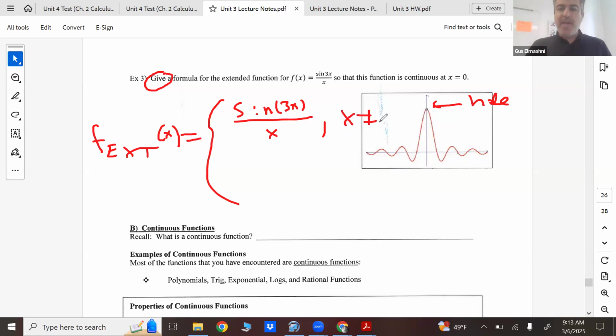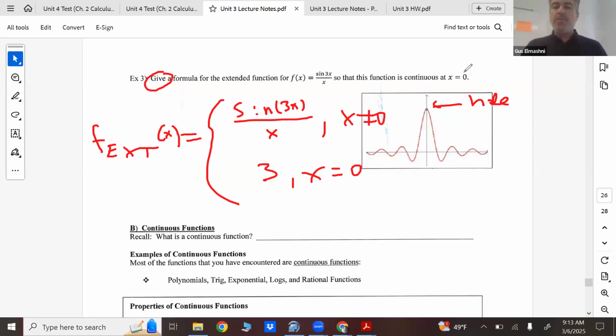x is not equal to 0. And then how do I fill in the gap? What do I write? Done. That's it. You feel like, well, I'm missing something. No, you're not missing anything. That's all I need. Just give it. Because there's a hole there, I know the limit as x approaches 0 of that function is 3. So it ties back to the limit, right?